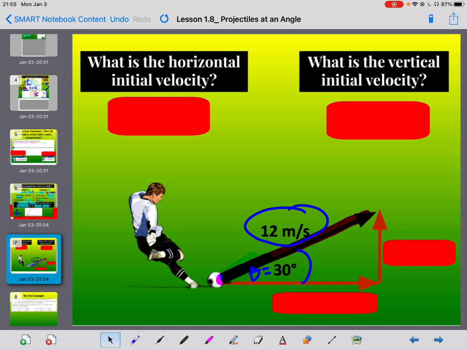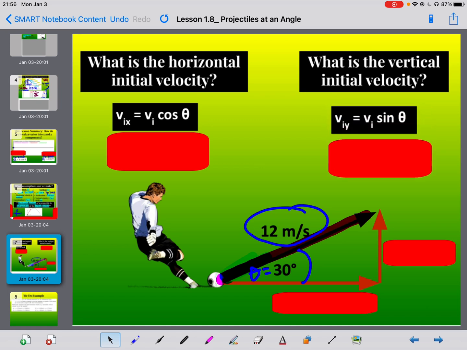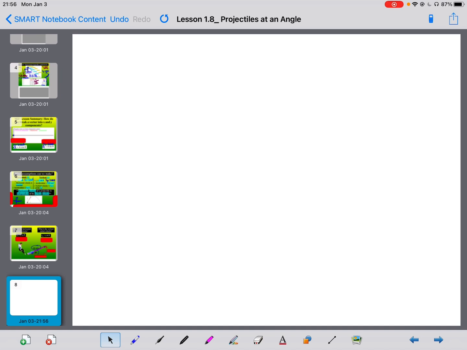If you remember that animation that I showed you in the previous slides, there were specific formulas that we have to use. For the horizontal initial velocity, we are going to use this formula, Vix equals Vi cosine theta. And for our vertical initial velocity, the formula is Viy equals Vi sine theta. So I'm going to add a page and do the GUESS method like we always do.